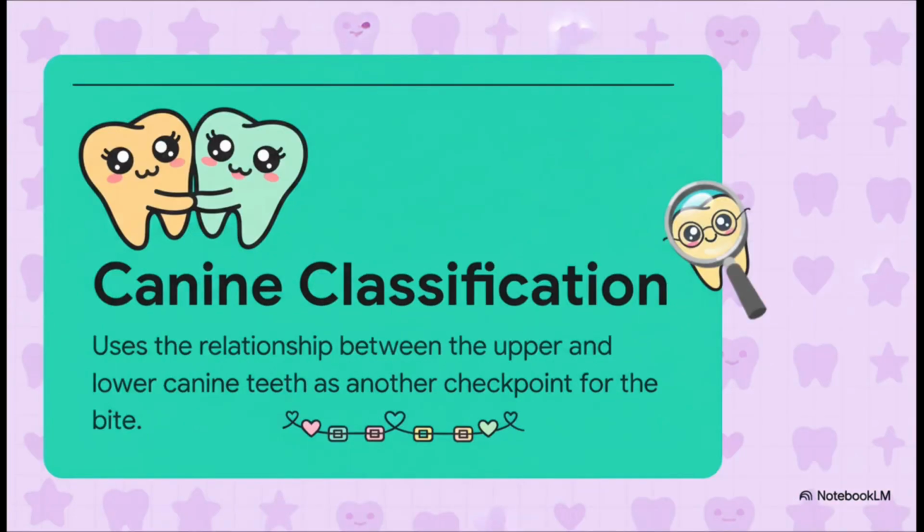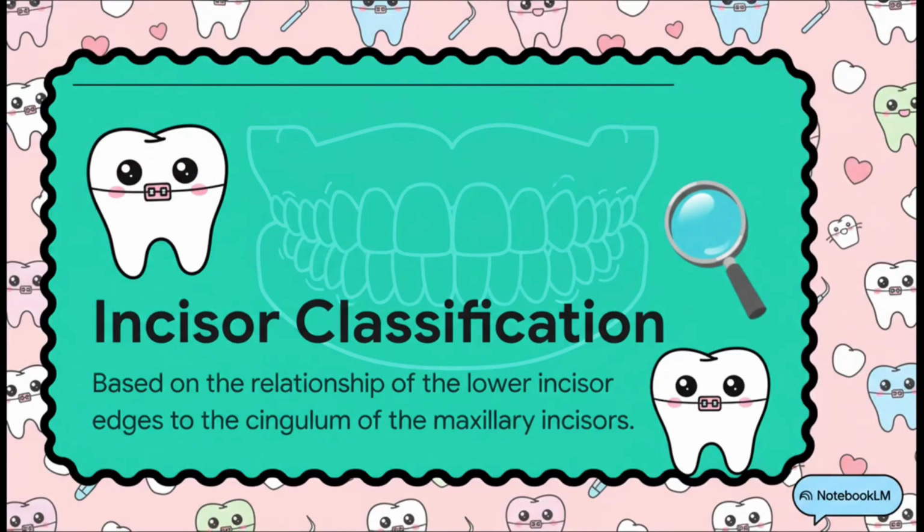Then they look at the canines, those sharp, pointy, cornerstone teeth. Their position acts as another reference point. It's a great way to double-check the molar relationship and get another read on how the whole bite is fitting together. And finally, they zoom right in on the front teeth. They look at how the bottom front teeth touch the back of the top front teeth. Getting this relationship just right is the key to a stable, functional bite that also happens to look great.